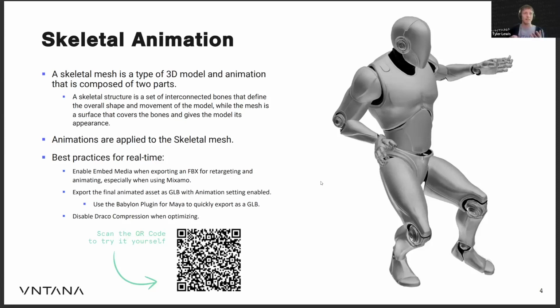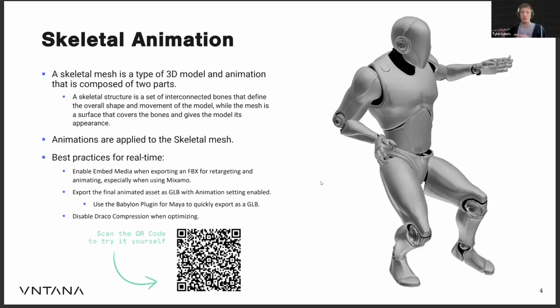So we're going to dive into this. I think we were at what is a skeletal mesh. I know we got real complicated real quick, but we're going to go back to basics. So what is a skeletal mesh for those of us that don't know? A skeletal mesh is an asset with 2 components. We have our skeleton structure, which is just a set of interconnected bones that control the overall shape and movement of our asset.